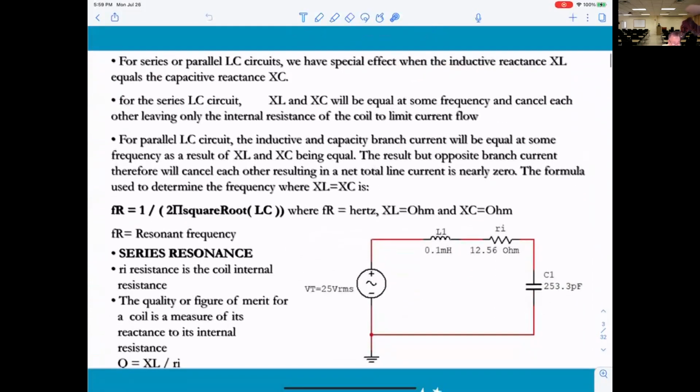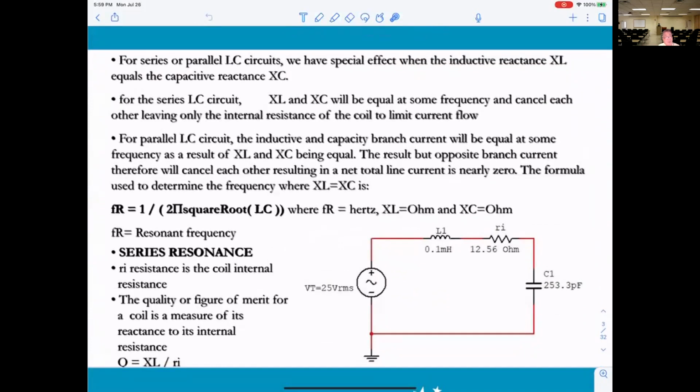Now we're talking about resonance. You're looking at the circuitry here. This is the inductor, and also you can see the resistance here. That's just the internal resistance of the inductor. Basically, for the inductor they use wire to make it, so the wire also has resistance. That's why they're using RI. And also you have the capacitor.